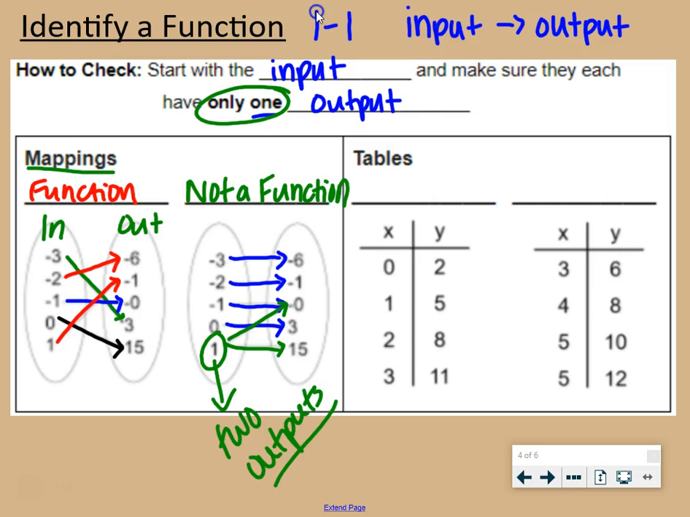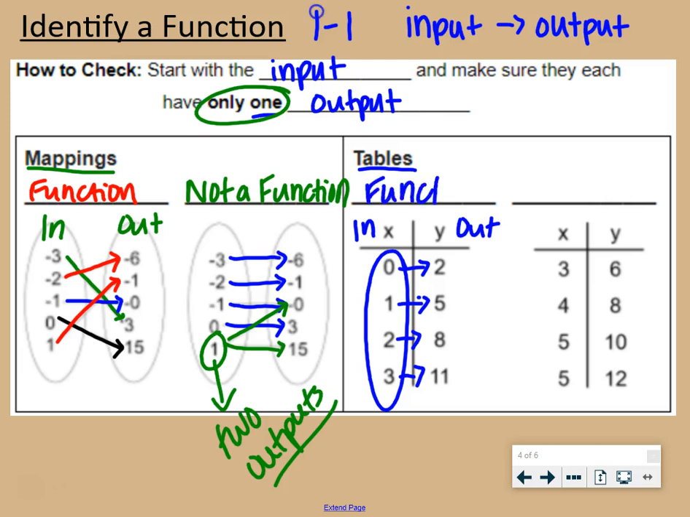Same concept over here, but with tables. So for this, an x is an input, a y is an output. So if we look, this can be tricky because we have to just make sure that all of our inputs only appear once. So 0 has one output, 1 has one output, 2 has one output, and 3 has one output. So this is a function.